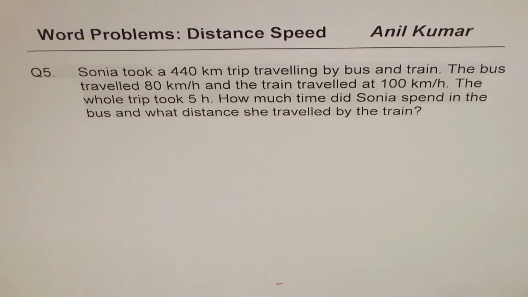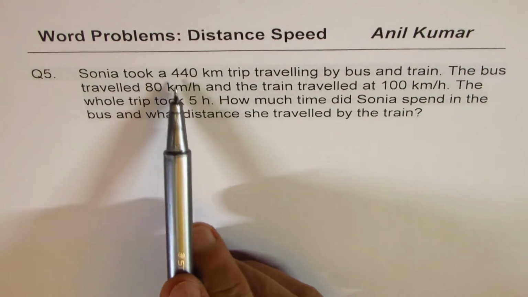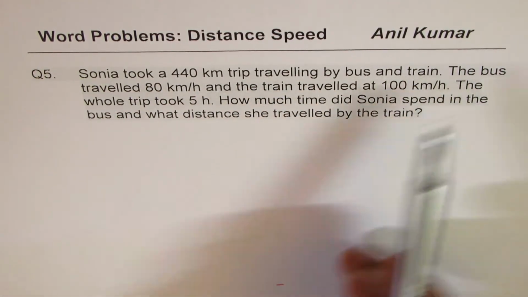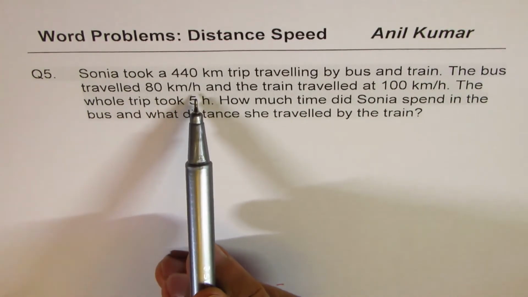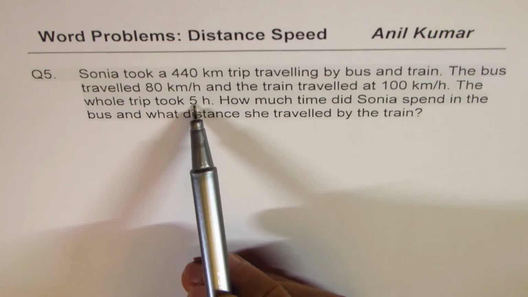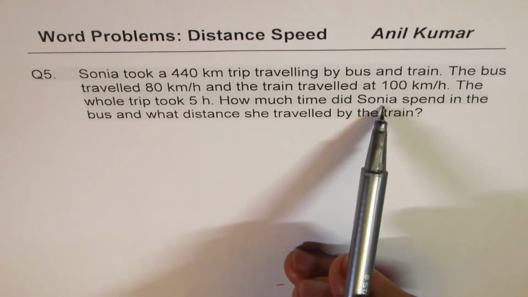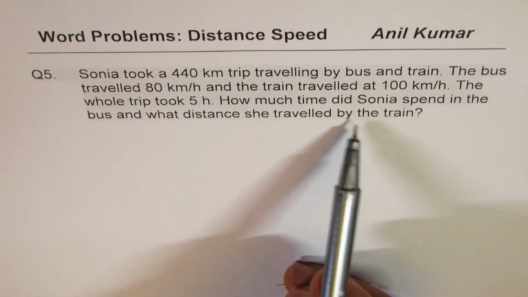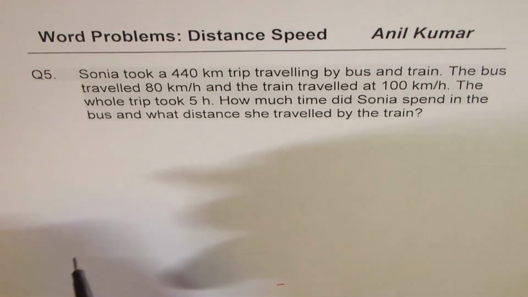Question number 5 is, Sonia took a 440 kilometer trip traveling by bus and train. The bus traveled 80 kilometers per hour and the train traveled 100 kilometers per hour. The whole trip took 5 hours. How much time did Sonia spend in the bus and what distance did she travel by the train, right? So that is the question.